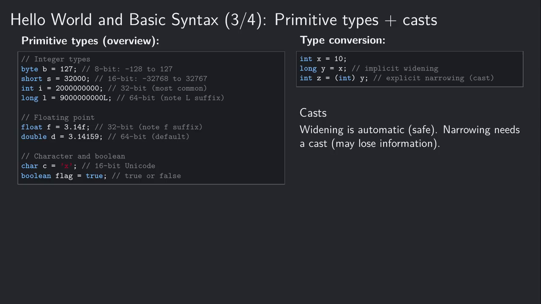In concurrency contexts, types matter because shared counters, indices, timestamps, and sizes can overflow or truncate in ways that only appear under load. So even though this is basic syntax, it's setting up a habit: know what type you're using, know its limits, and be explicit when you cross boundaries.